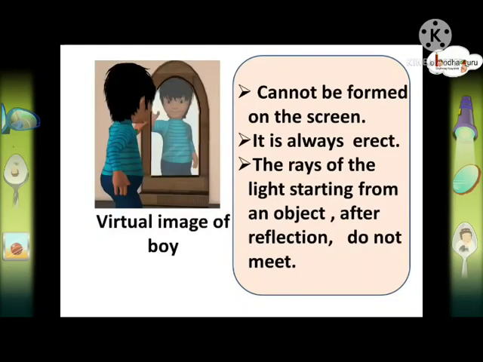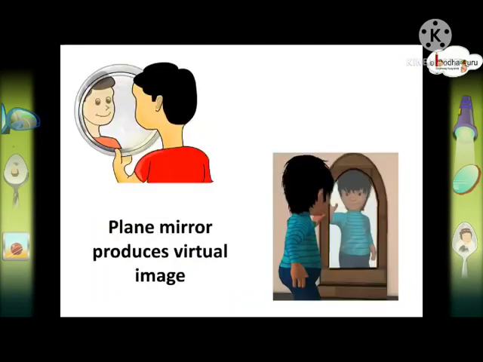The virtual image, like here the image of the boy on the mirror, cannot be formed on the screen. It is always erect. The rays of light starting from an object after reflection do not meet in case of virtual image. Thus, the image we see in the plane mirror is the virtual image. So, you cannot form an image on any screen like the wall using a plane mirror.